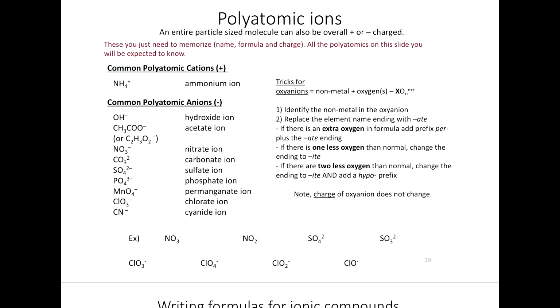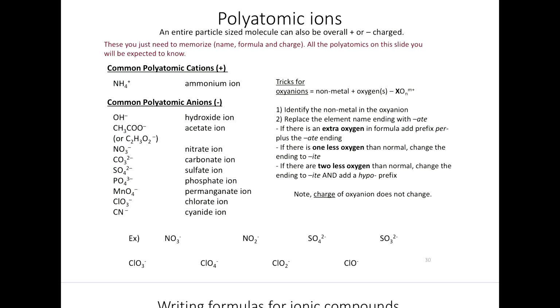Carbonate is what? CO3, what charge? 2 minus, always CO3 2 minus. Nitrate is NO3 minus. So here are some tricks though. You'll notice there's nitrate, sulfate, phosphate, chlorate. There are some tricks for anything with oxygens in it. We can talk about sulfate, SO4 2 minus, but if we start adding or removing oxygens from that formula, it's called an oxyanion.